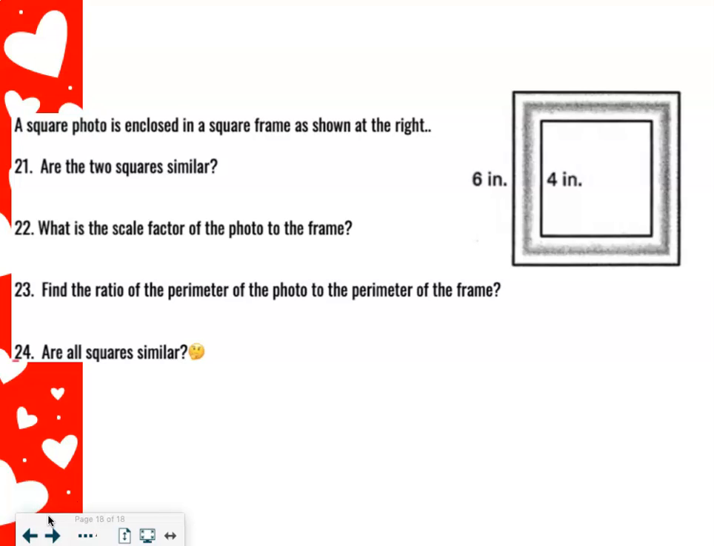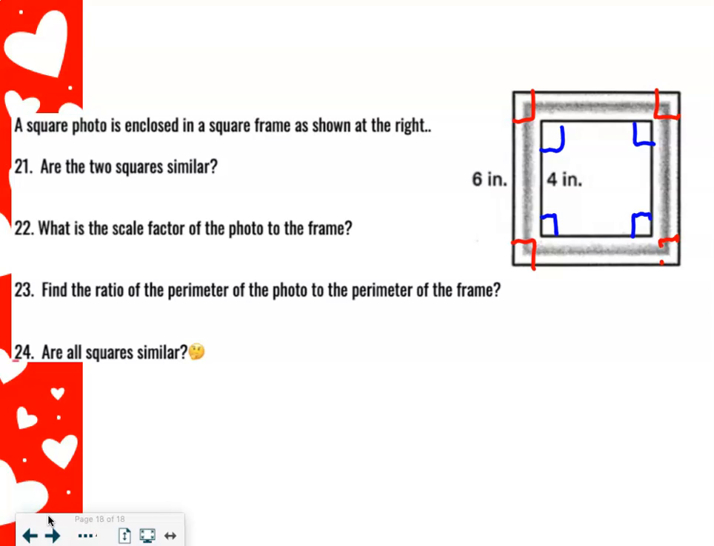Okay, and then the last one I will do with you just because it's a little different than anything else we've done. It says a square photo is enclosed in a square frame shown at the right. So we have 2 squares there. Are the 2 squares similar? Well, let's think about this. We just had our test on squares, so we're pretty good at these, but all of our angles in the square are right. So there's 4 right angles, and then our big square has 4 right angles.